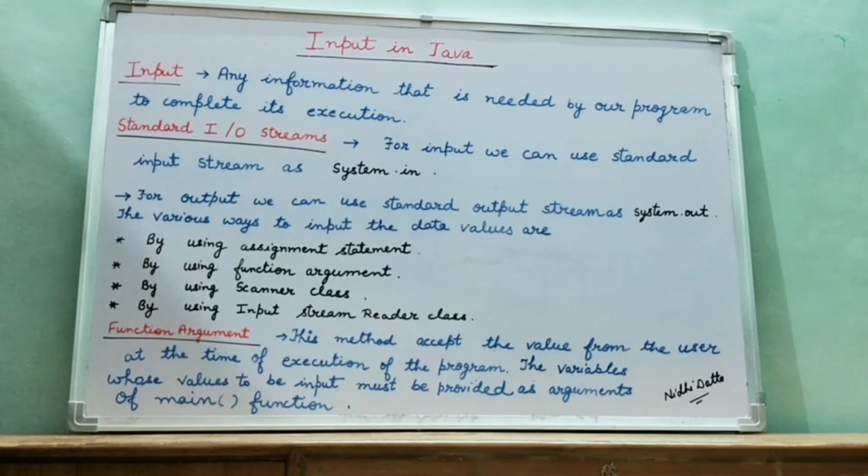Standard IO streams are, for input we can use System.in. This is the standard input stream in Java for inputting any value. Same for output, the standard output stream is System.out, for outputting the value in Java. We are studying input in Java in this video.